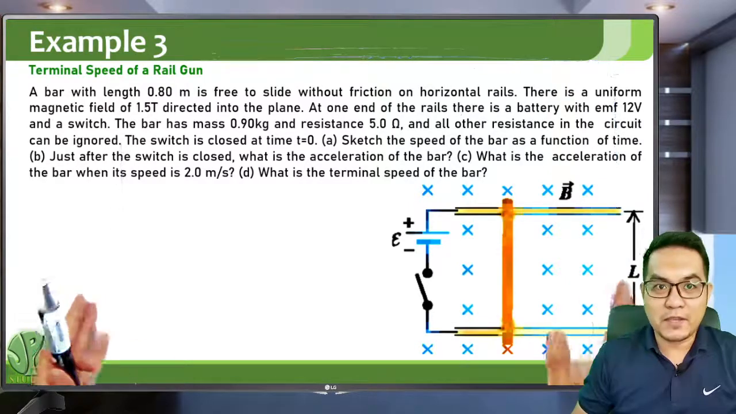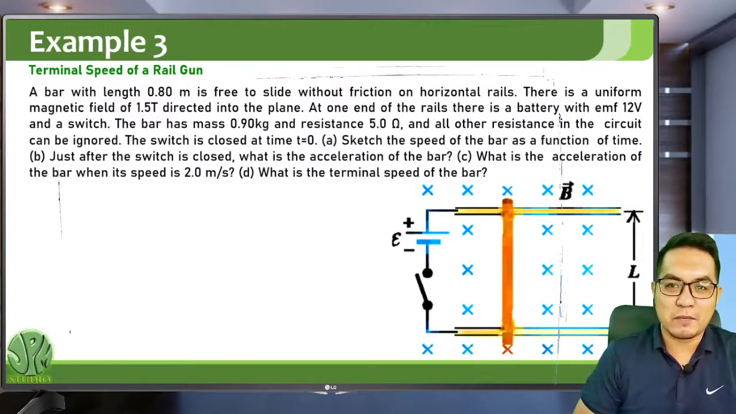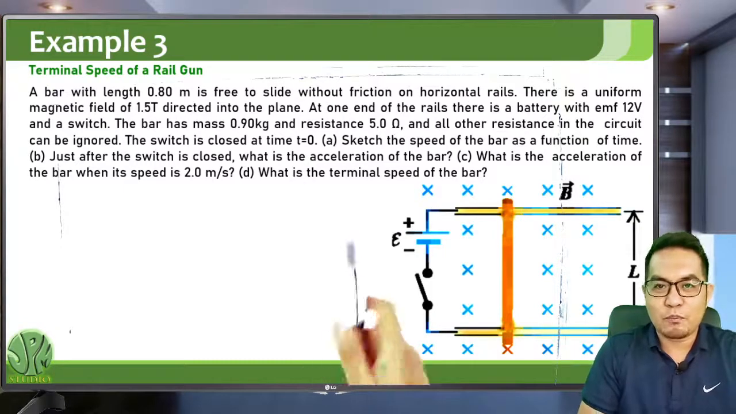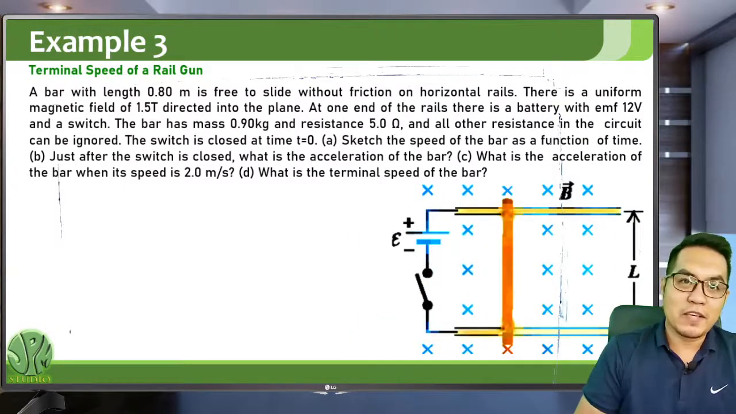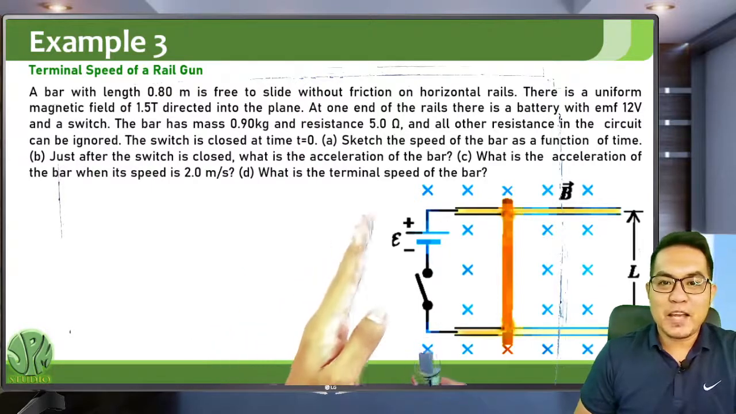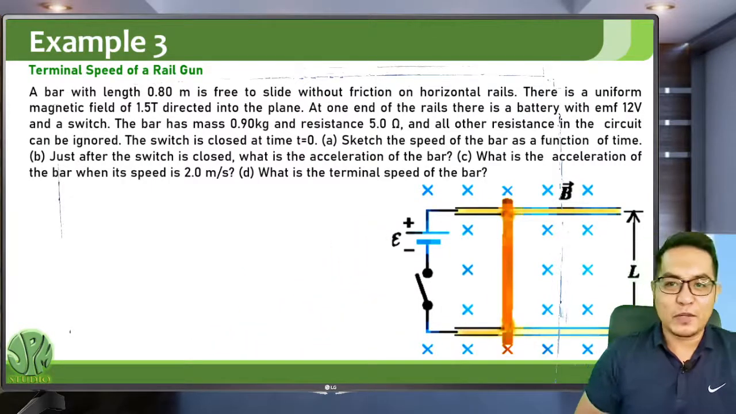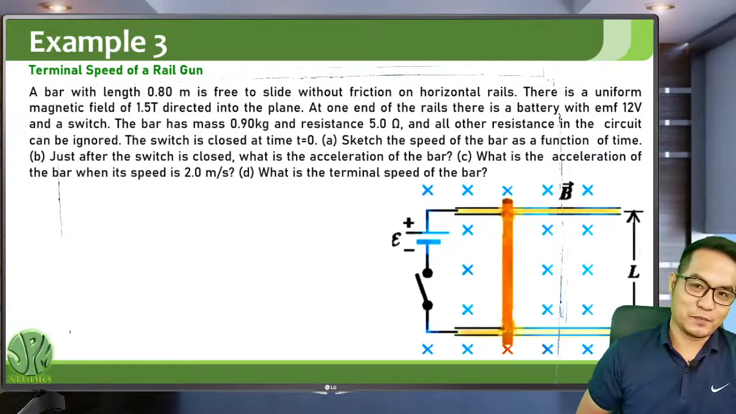So this is the reverse of the motional EMF. Motional EMF is where you pull the bar so that you can have EMF. But here, you supply it with the EMF so that the bar will move. So it's the reverse. So it's a rail gun.